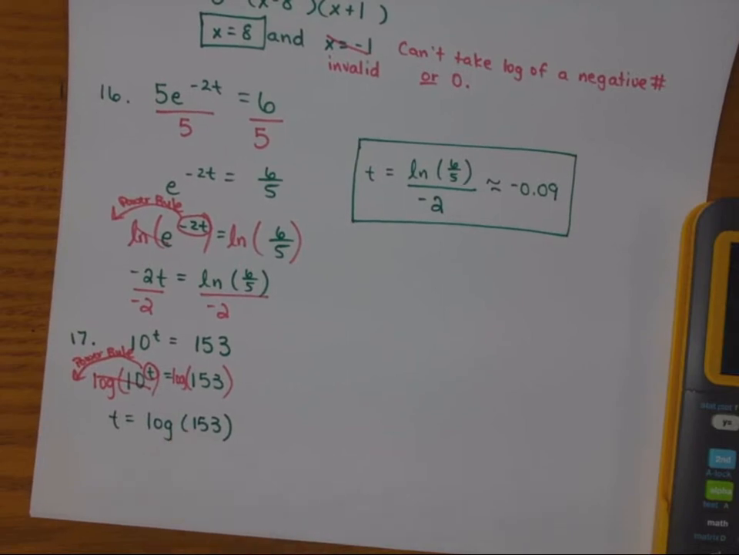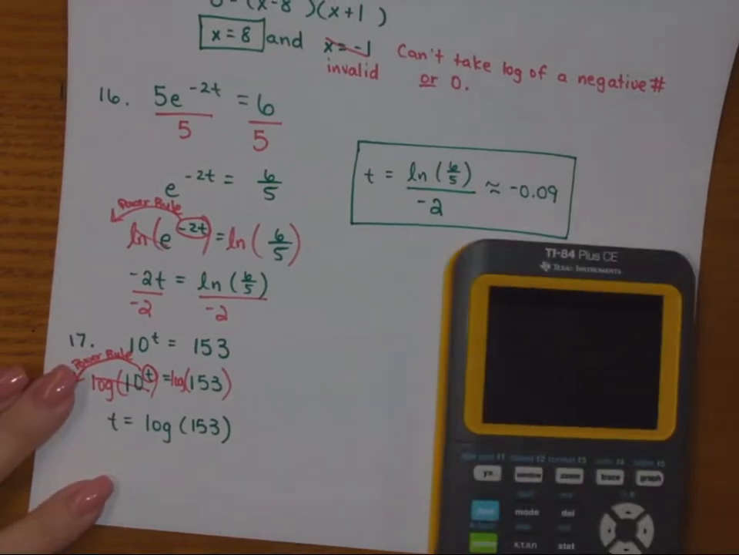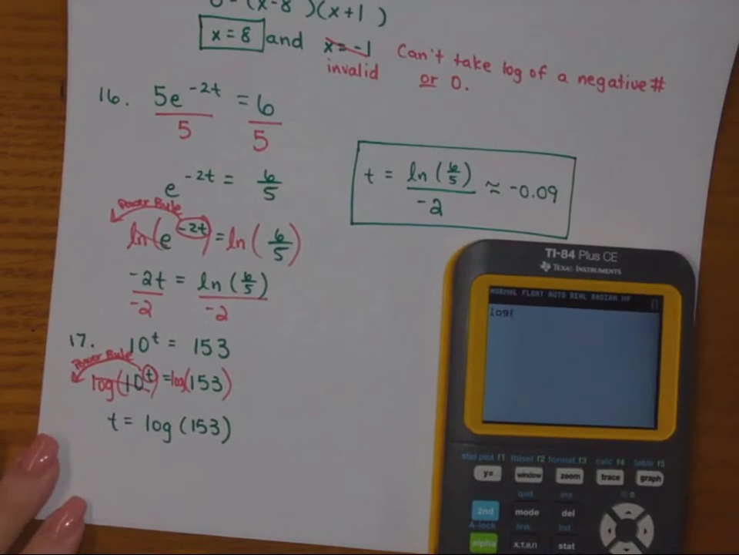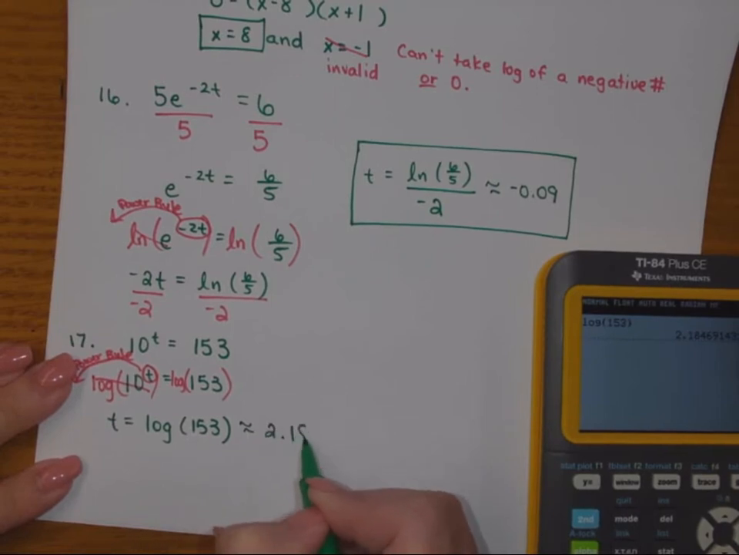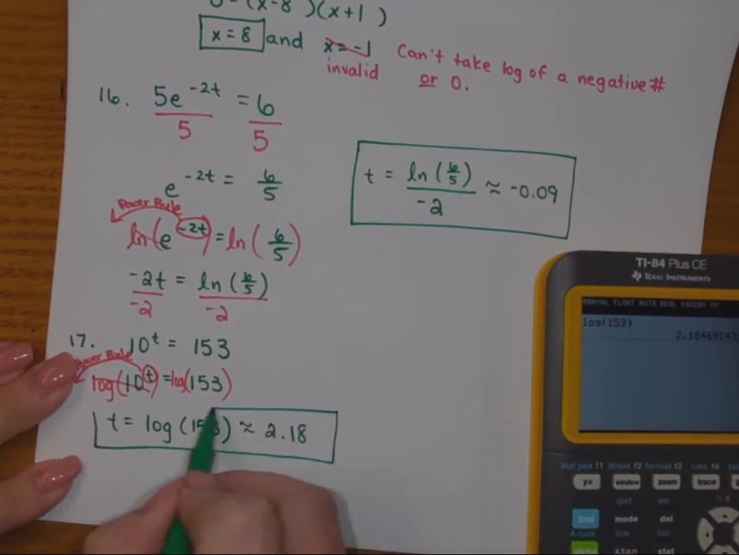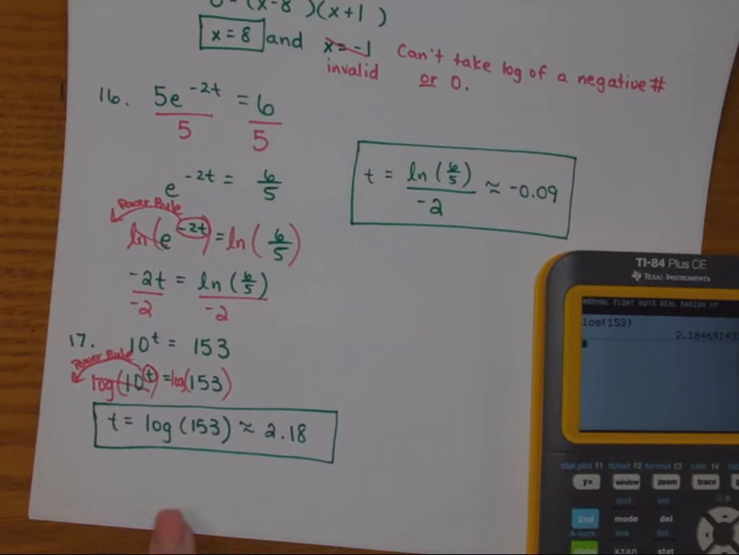The understood base for ln is e, and the understood base for log, when there's not a number there, is actually 10. So I would just do log of 153, and I would get right about, if I round it, 2.18. So again, on the test, I'm going to want to see both answers, both the exact answer, which is this, and the approximation, which is that.